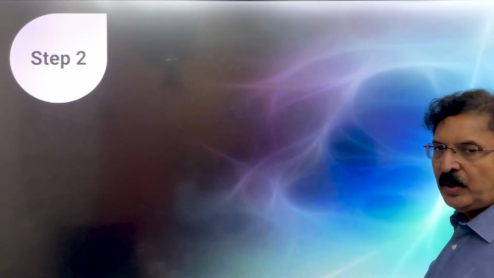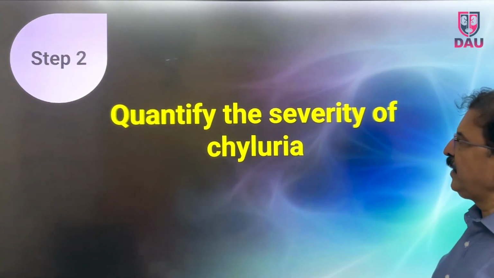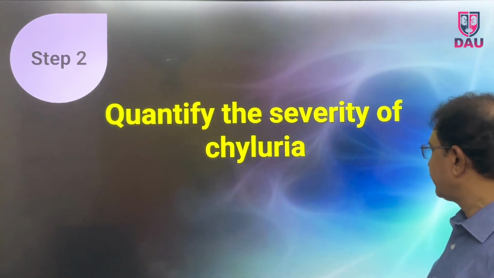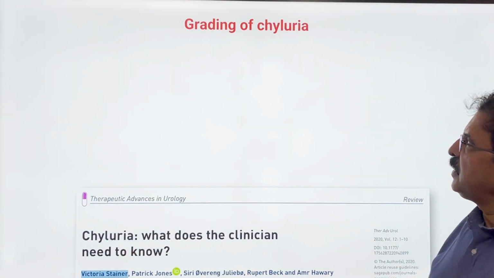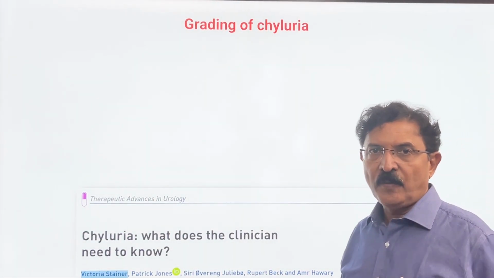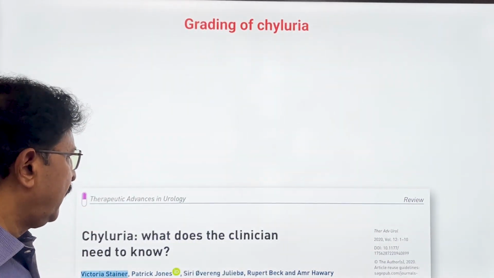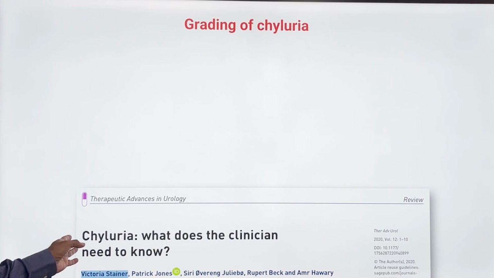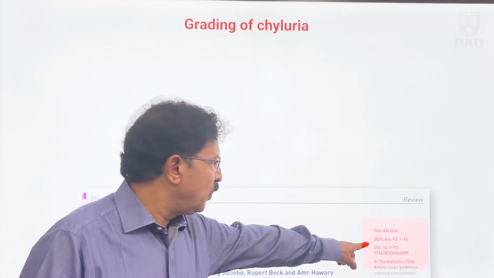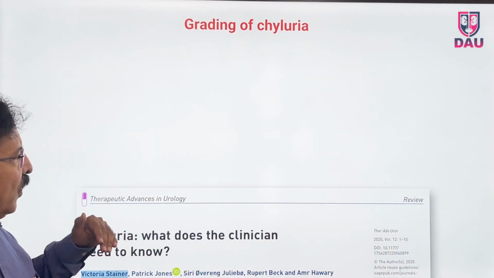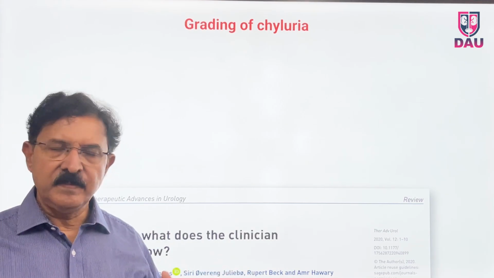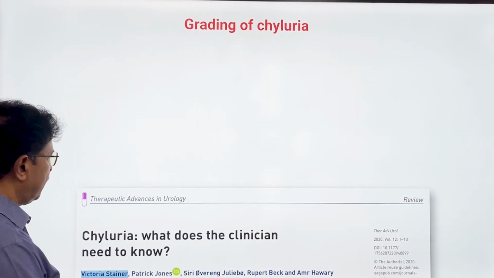The second step of diagnosis is, having known that the patient has chyluria for sure, you move to the next step, and that is to quantify the severity of chyluria. This is done by grading of chyluria. There is a recent publication on this in 2020, where the authors have put in an objective grading system.